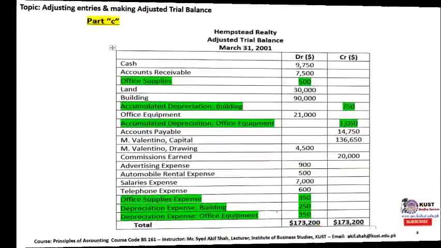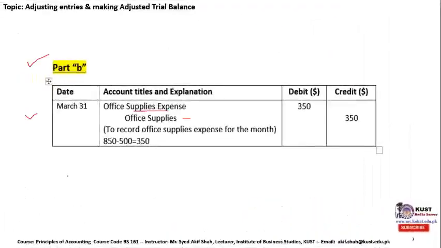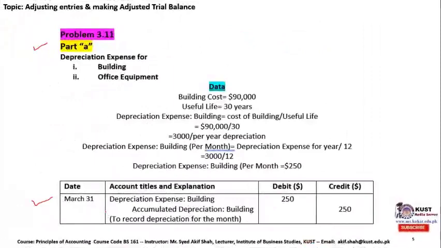Now we are discussing basically part C of this numerical illustration, that is to make the adjusted trial balance. For making the adjusted trial balance, we have to go back to the previous question and let's move ahead one by one with the adjusting entry and try to find out where we have to make the correction or to adjust the relevant account titles.